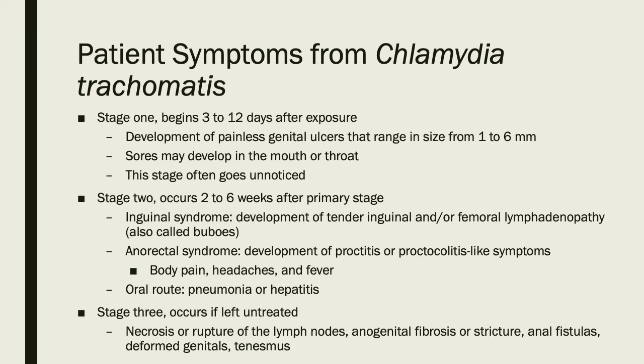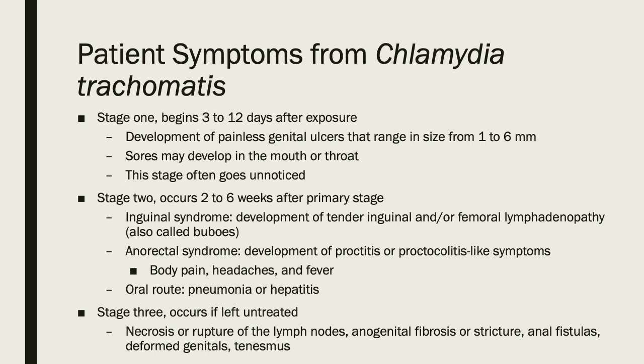It is characterized by the development of painless genital ulcers or papules on the penis or vagina that can range from 1 to 6 millimeters in size. These lesions usually resolve spontaneously within a few days. Sores may also become present in the mouth or throat. This stage often goes unnoticed, especially in women due to the location of the lesions and as the lesions are small with no associated symptoms. However, an inflammatory reaction can occur at the site of inoculation.